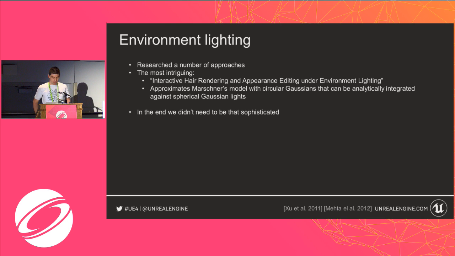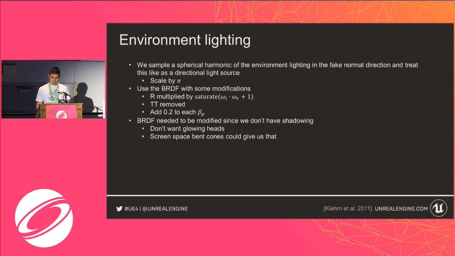For environment lighting, we researched a number of different approaches. The most intriguing approximates a Marschner model with circular Gaussians, which can be analytically integrated against spherical Gaussian lights. Since this is basically what we have for both the longitudinal and azimuthal functions, this could fit well with the rest of our approach. But in the end, it wasn't worth the development time to be that sophisticated.